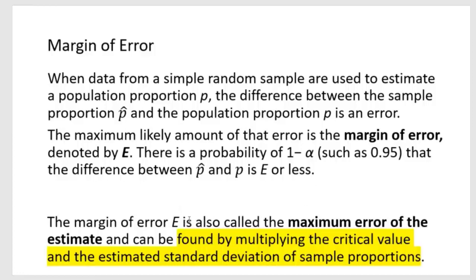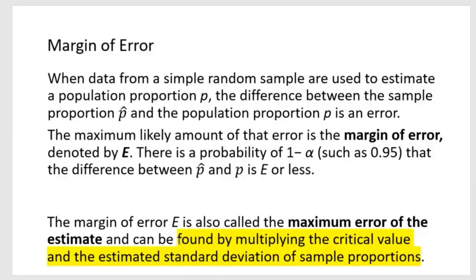Now, this E is also called the maximum error of the estimate. That's because it's E or less. So E is the maximum error. It's important to get that terminology, though, because if they ask you for the margin of error or the maximum error of the estimate, it's E. Now, there's a couple of ways we can go about finding it.